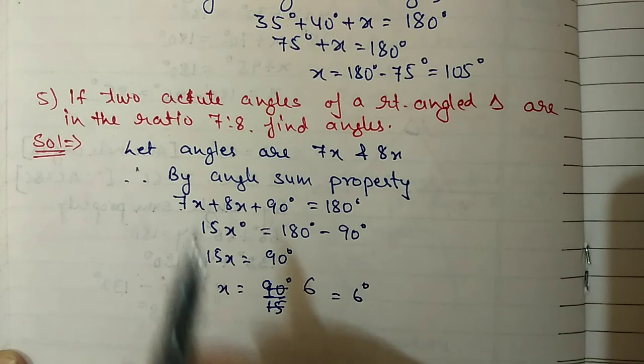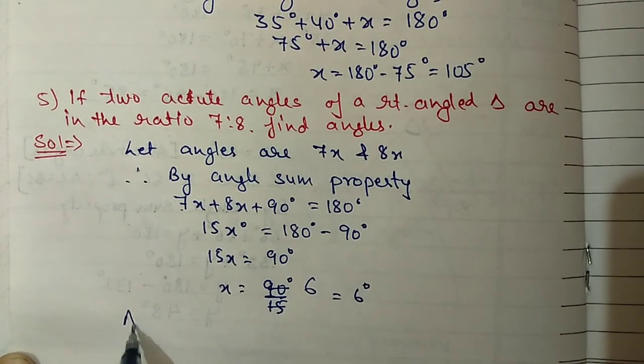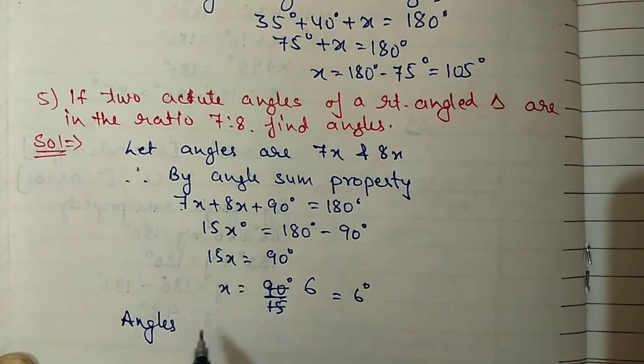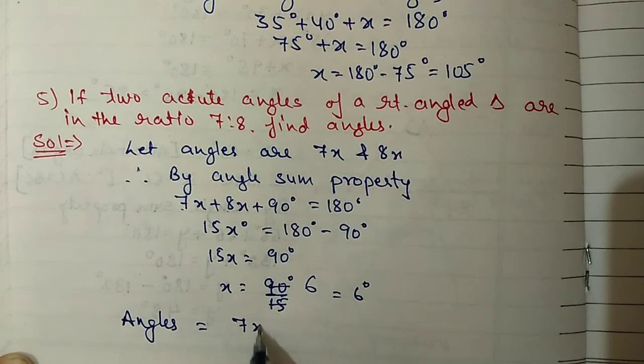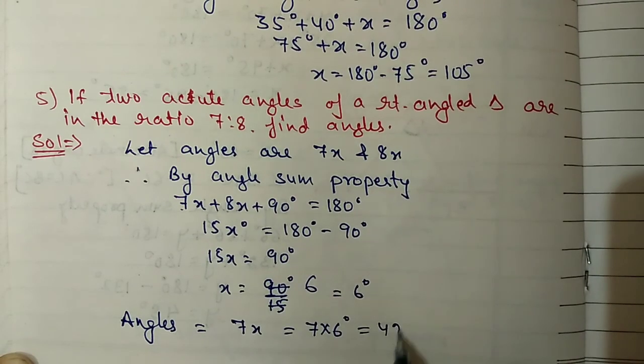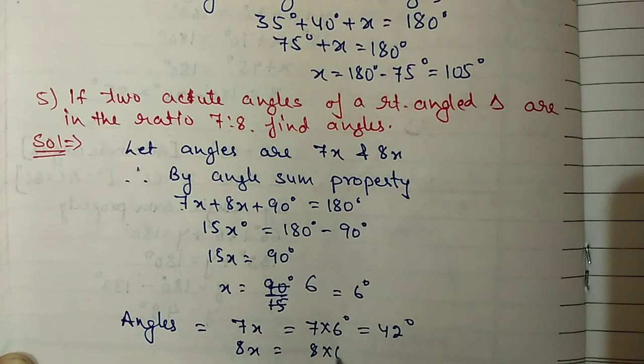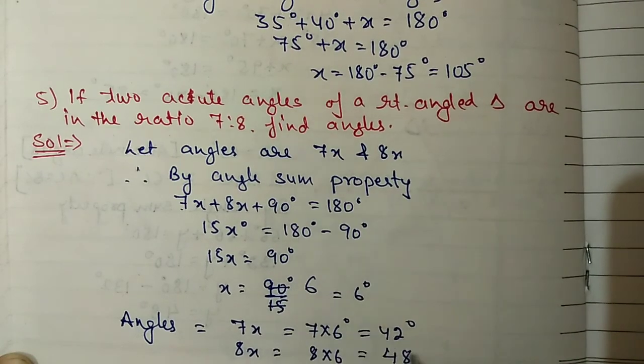After getting x value, you can substitute values here. Angles will be, first is 7x means 7 into 6, 42 degree, and second one is 8x, 8 into 6, 48 degree.